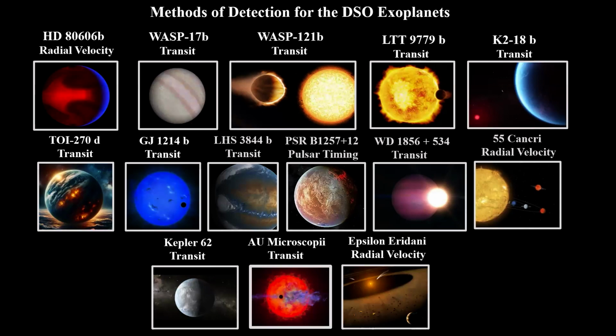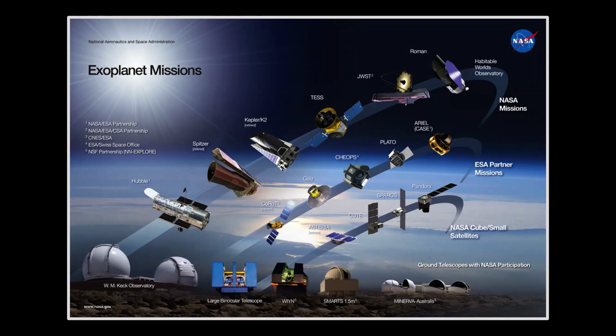This slide shows the methods of detection for all of the deep sky object exoplanets. So you can see, going through and just looking at the method of detection, we have, again, radial velocity, transit, transit, transit, transit, transit, transit, pulsar timing, transit, radial velocity, transit, transit, radial velocity. So transit and radial velocity, most of the exoplanets have been observed with those particular methods. There are 3 or 4 other methods, but these are the vast majority.